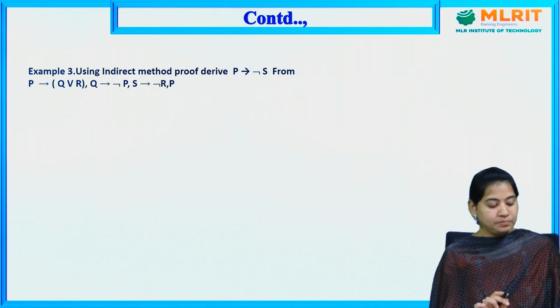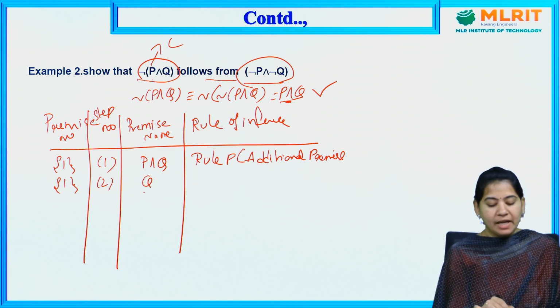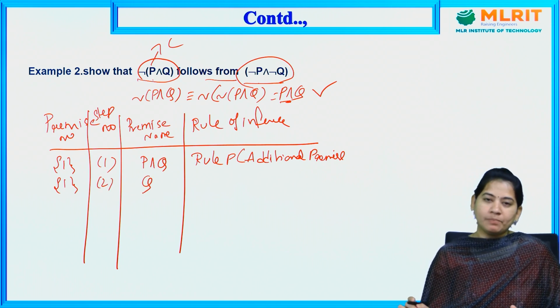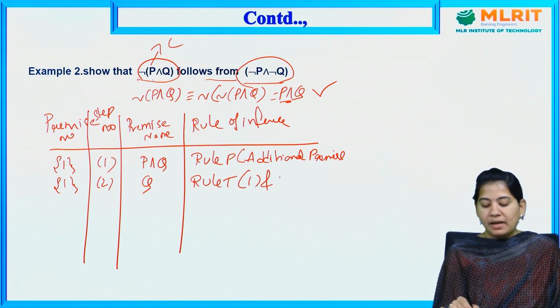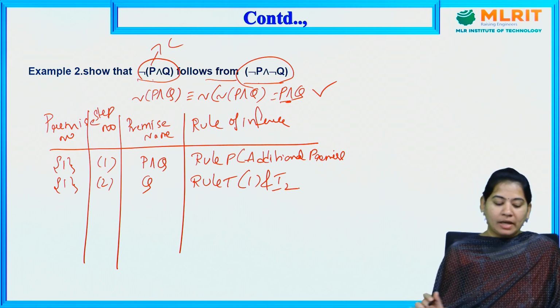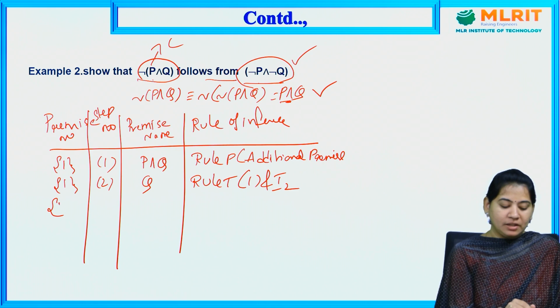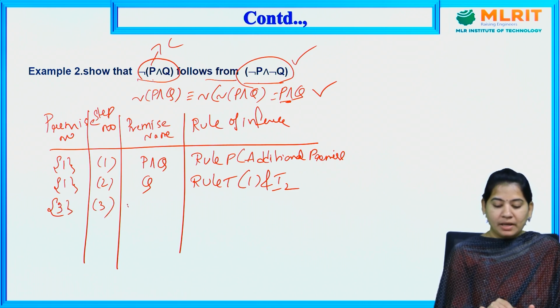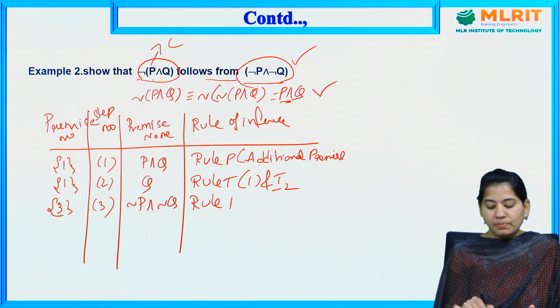And here premise number is the same thing, step number 2. Here I can write P and Q as Q. By applying the implication formula, which is called rule T, step number 1, and this is I2. And here the given premise you have to include, which is premise number 3, step number 3, negation P and negation Q, which is called rule P.